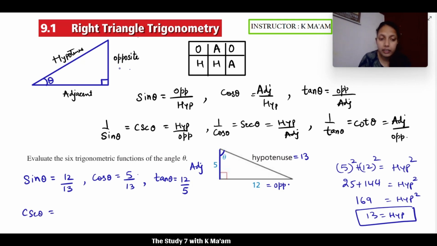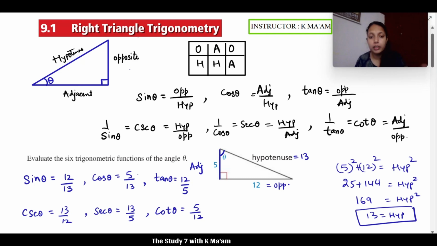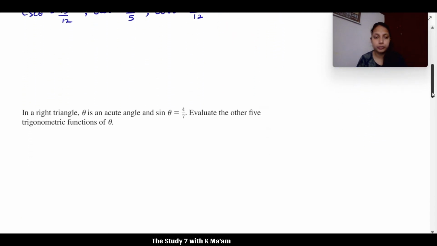Now reciprocal quantities. Cosecant theta. Be careful, this is cosine theta and this is cosecant theta. It's 13 over 12. Secant theta, it's 13 by 5. Cotangent theta, it's 5 over 12. So we are done with this. We calculated all 6 trigonometric ratios with this given theta angle. Okay, let's do the next.